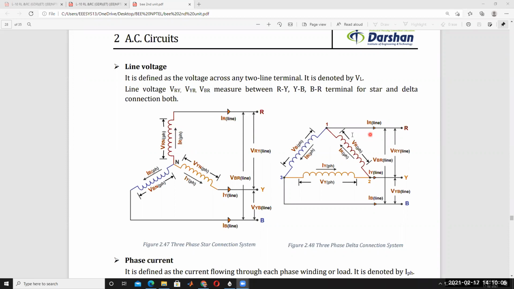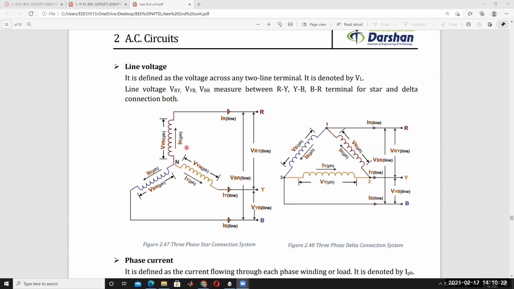But here it is different. This is the line current, but this is the phase current. Okay. This phase current is entering, this phase current is leaving, and this phase current is leaving. Both are different now. This phase current and this phase current are different. That means in a delta connected system, the currents are different, but the voltages are the same.